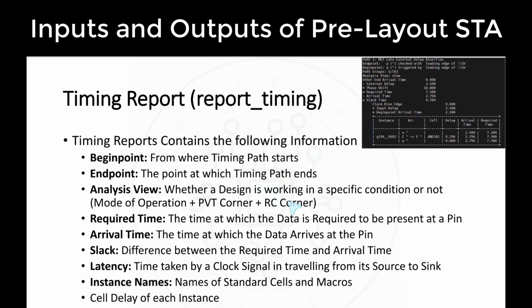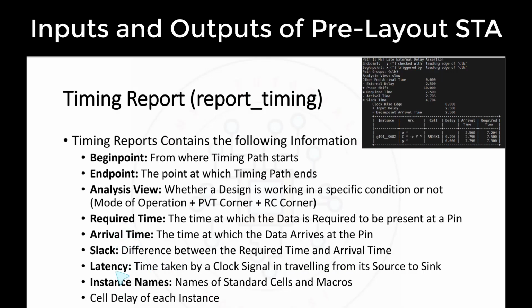Analysis view tells whether a design is working in a specific condition or not, that is mode of operation, PVT corner and RC corner. Modes of operation are like functional mode, scan mode, test mode and so on. Similarly PVT corner, that is process, voltage and temperature corners, and RC corners. Generally PVT corners are for cell delay and RC corners are for net delay. Next, coming to required time, that is the time at which the data is required to be present at the pin. Arrival time means the time at which the data arrives at the pin. And slack is nothing but the difference between these two, that is required time minus arrival time gives the slack.